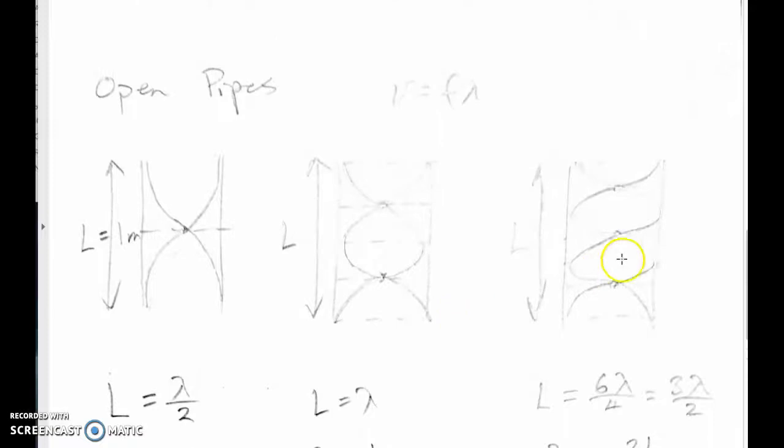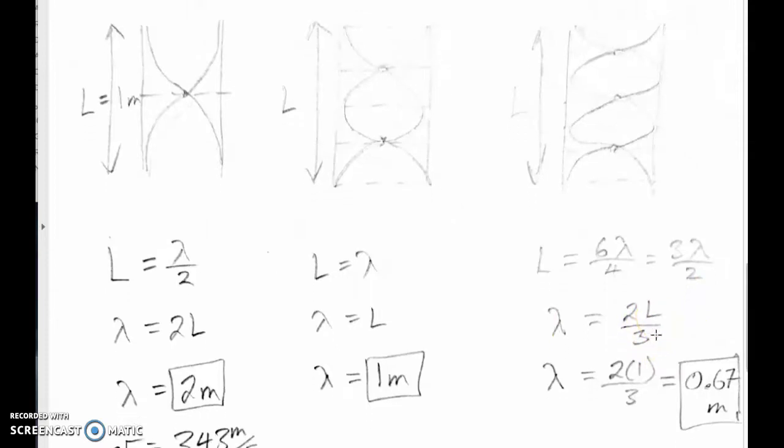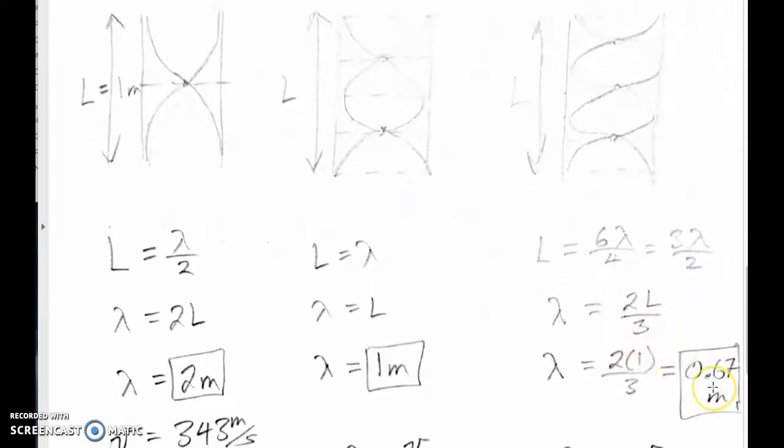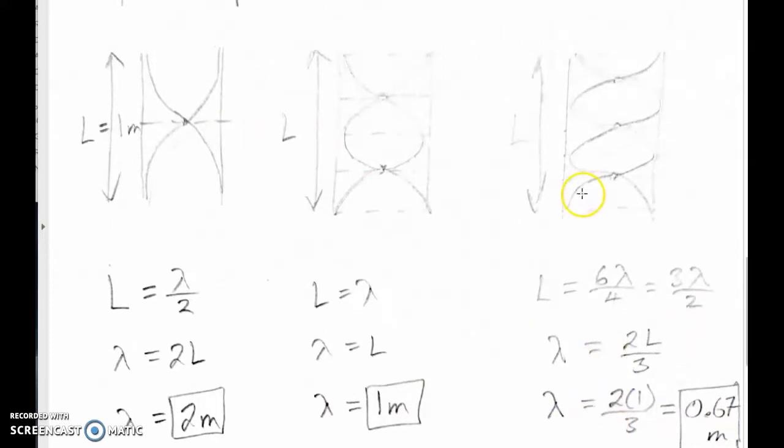And then when we look at this next one, this is 1, 2, 3, 4, 5, 6 half lobes. So the length is 6/4 of a wavelength, or 3 halves, and therefore the wavelength is 2 times the length, 2/3 of the length. And so the wavelength is 0.67 meters. So now you have the wavelength for each of these. Now you can calculate the frequency.